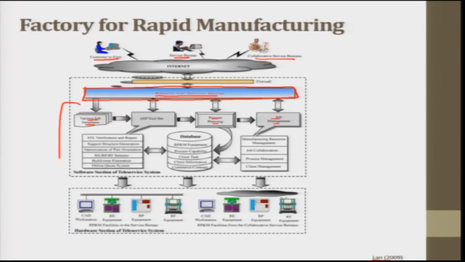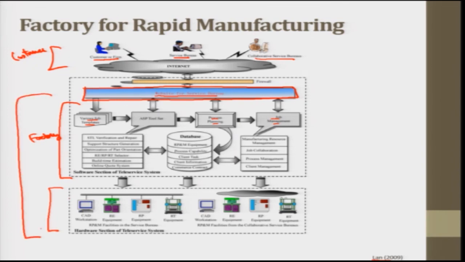This is all the factory part. So this is customer. This is again the part of factory only, and manufacturing. This is actually completely factory. So here we have CAD, CAE, all those things, and here we have manufacturing.